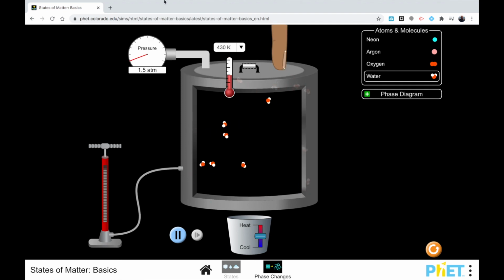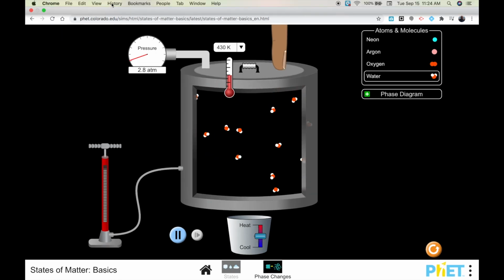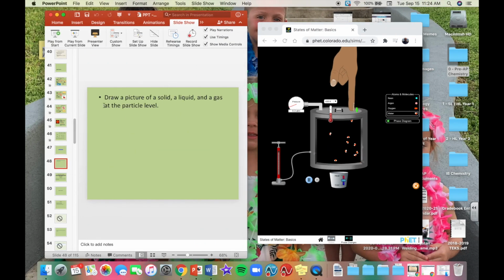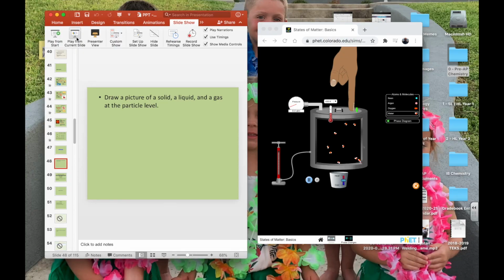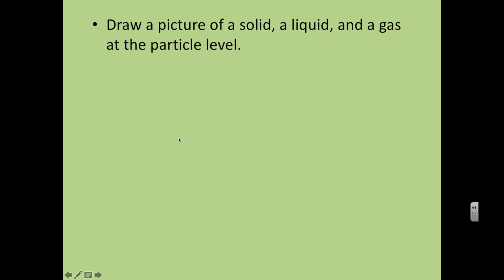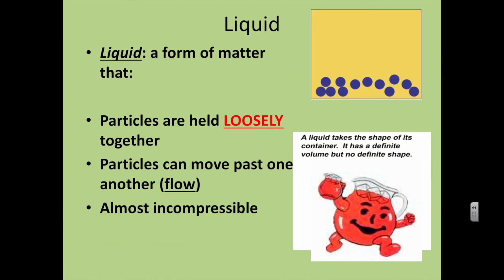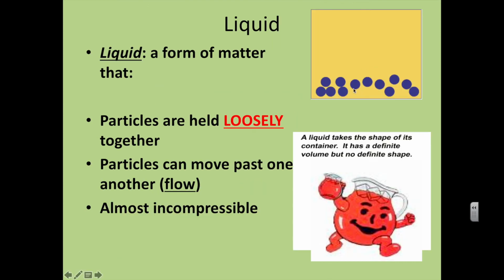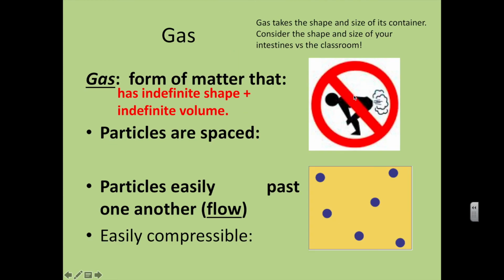Alright then, that's going to be it, I think. You have one little thing. You need to be able to do this. You need to be able to draw a picture of a solid, a liquid, and a gas at the particle level. So that is essentially these pictures that I showed you right here. You need to be able to draw those on a piece of paper. Make sure that you can draw those in your notes, because that's going to be important.